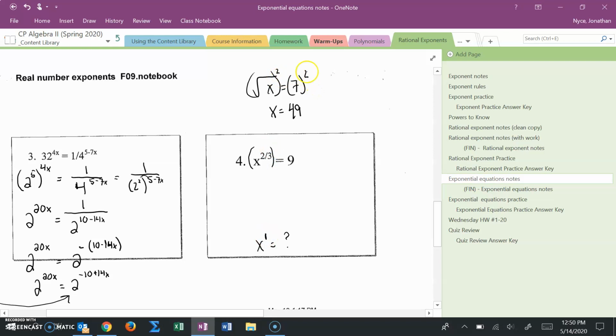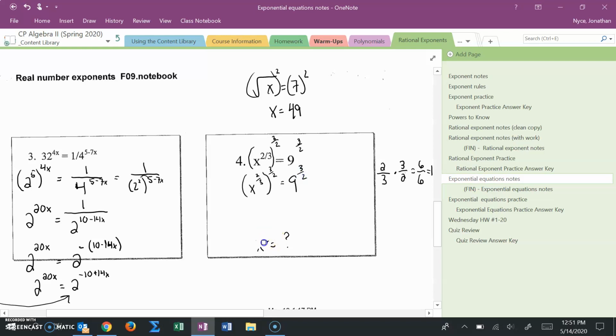So in this example, we're allowed to square both sides of the equation. Here we're going to raise both sides to the 3/2 power. You might be asking, why 3/2? The reason we use 3/2 is that 2/3 and 3/2 are reciprocals. So when I multiply reciprocals, I end up getting just 1, which is, again, that exponent that I'm looking for. So we raise both sides to the reciprocal of 2/3. So we have x to the 2/3 power, that raised to the 3/2 power, equals 9 to the 3/2 power.